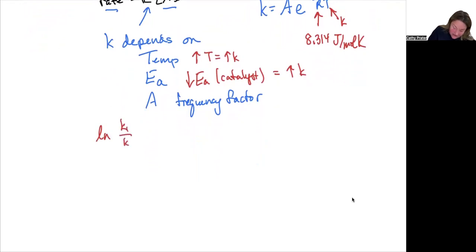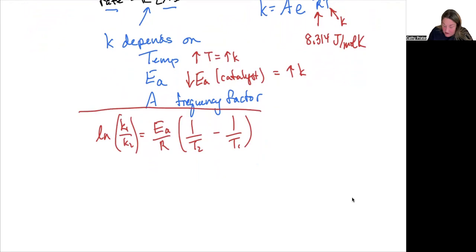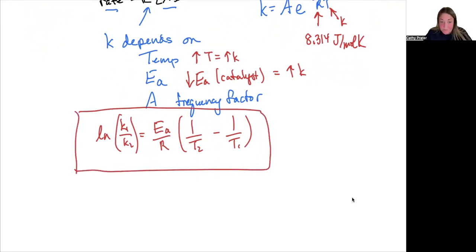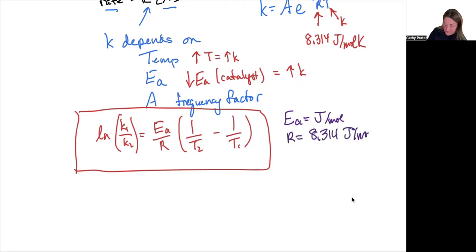ln k1 over k2 equals Ea over R times the quantity 1 over T2 minus 1 over T1. For your test, this is the form of the equation I'm going to give you. So we need to be careful here with units. Ea, again, needs to be in joules per mole. R is this R, the universal gas constant. Temperature needs to be in Kelvin. You need to be sure to look for the distinction between lowercase k's and capital K's. Lowercase k's are your rate constant, capital K is your units on temperatures.